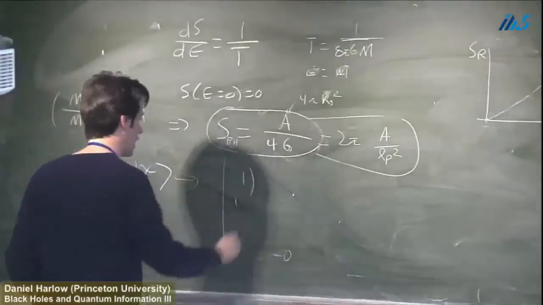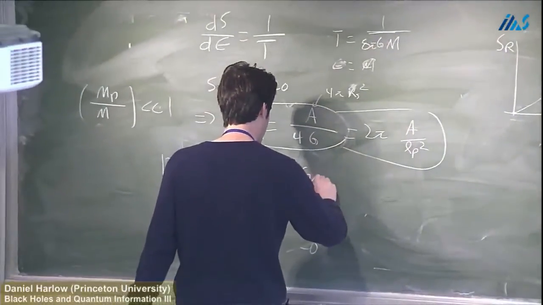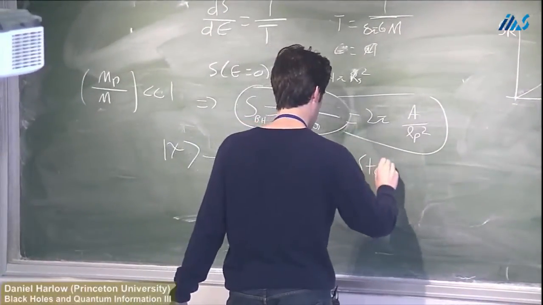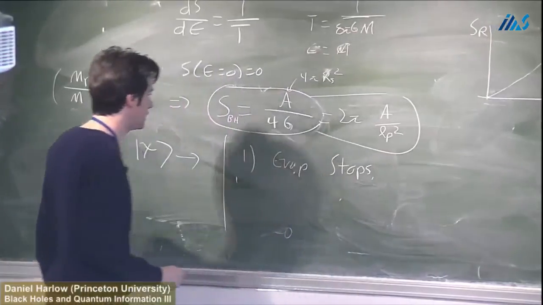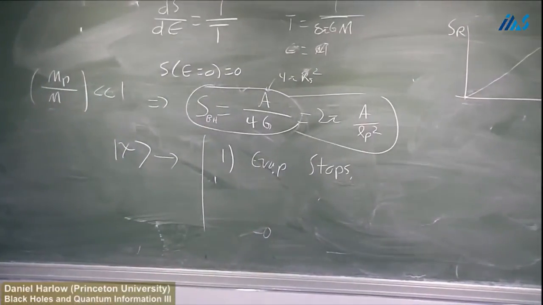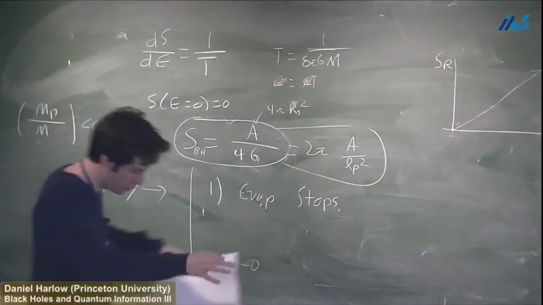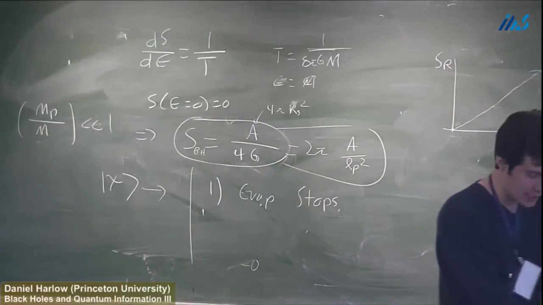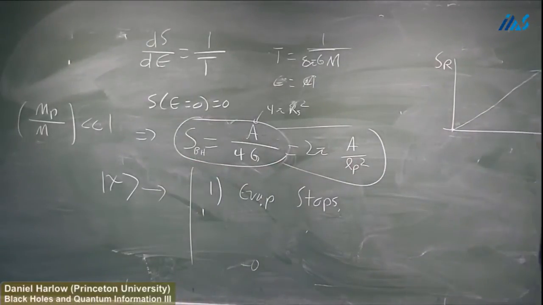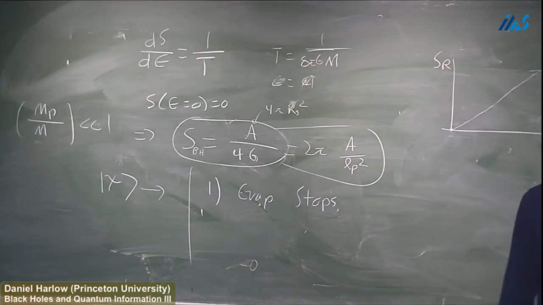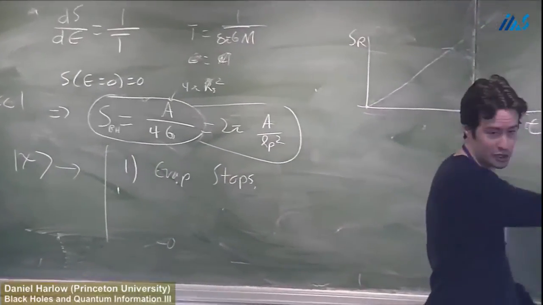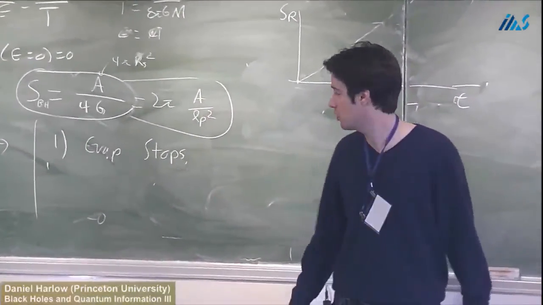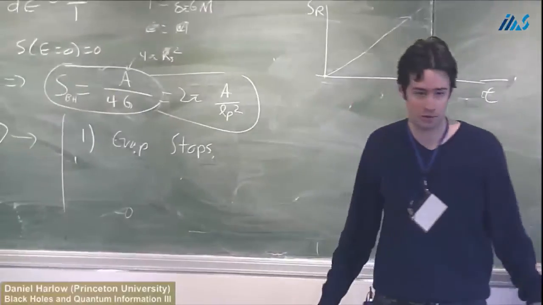So option number one is that the evaporation stops. This is called the remnant idea. So it just keeps shrinking, and then you get down until you have just some object which is Planckian size, and it's just sitting there. And then the calculation breaks down, so we don't know what happens. But one thing that could happen is it just sits there forever. Okay.